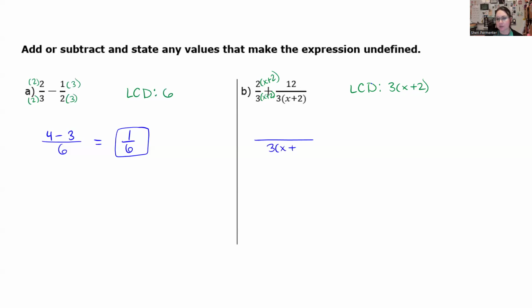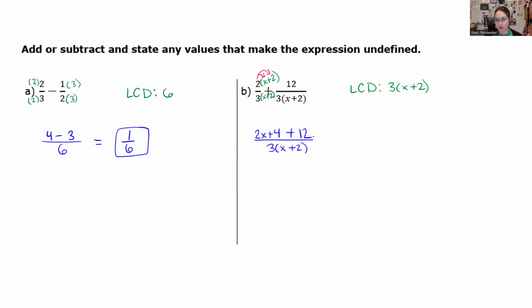3 times x plus 2. And then my numerators. When I rewrite this, I'm going to also distribute. So I have to distribute this in to both pieces as I rewrite it. So I get 2 times x is 2x. 2 times 2 is 4. Plus 12.